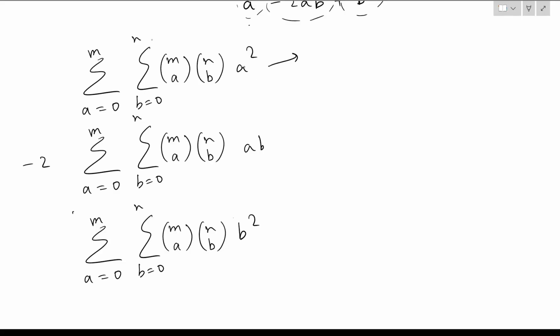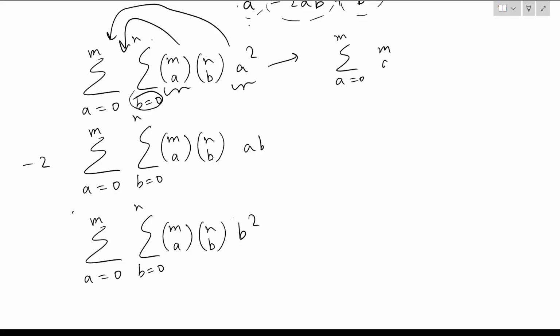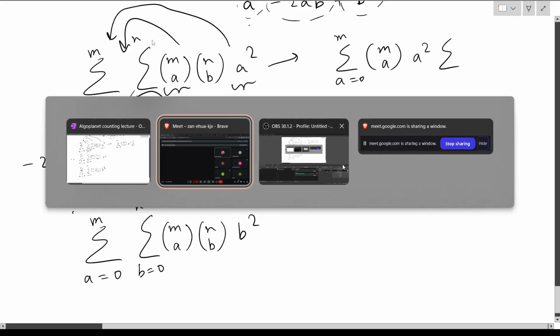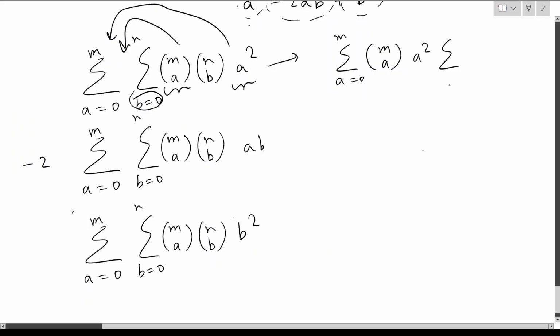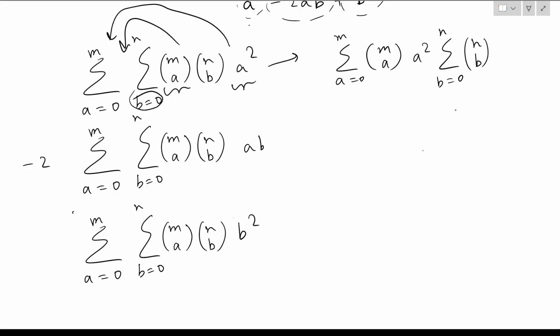Okay, so one thing that we can do here is rely on the fact that m choose a and a squared have nothing to do with b, which means that we can just send them out here. And so this becomes sum a to 0 to m, m choose a times a squared times sum b to 0 to n, m choose b. And we simply need to compute this.